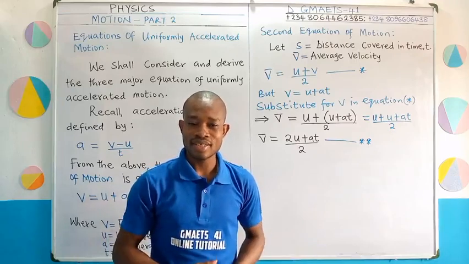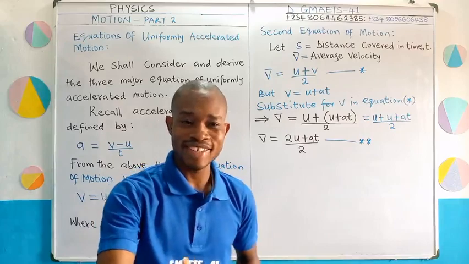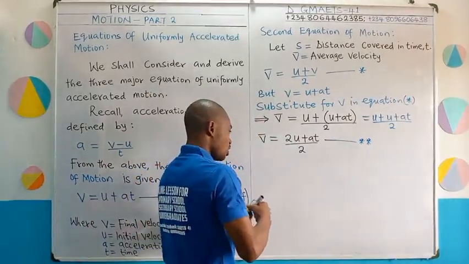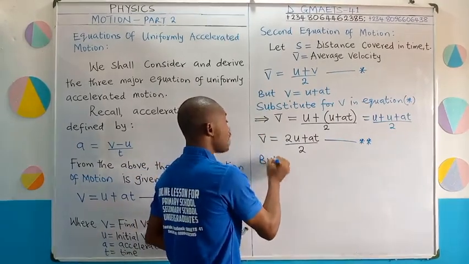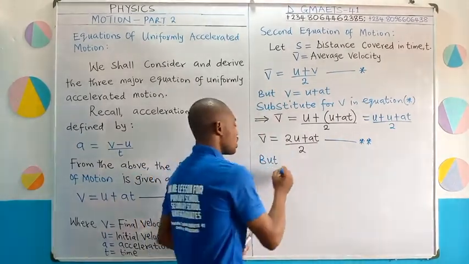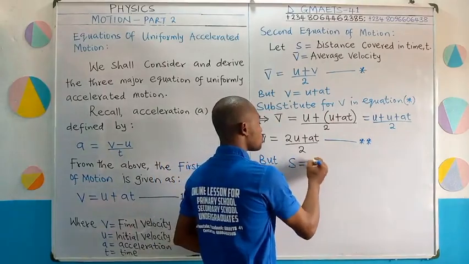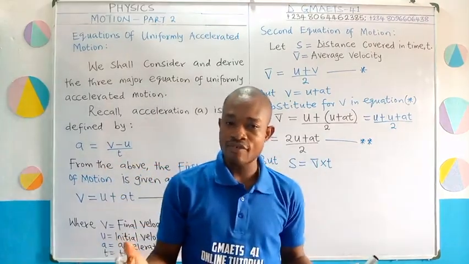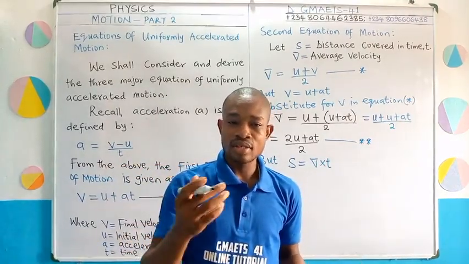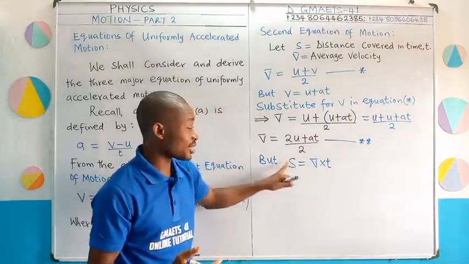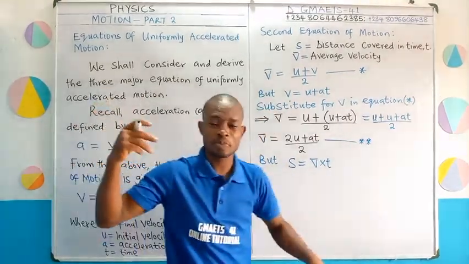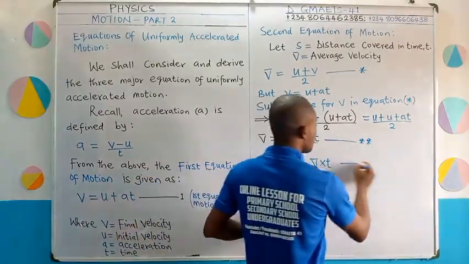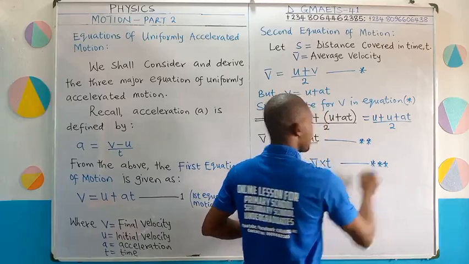So how do I bring in the distance? Well, it's very simple. Are you getting it right? We are going to introduce the definition of distance covered. We know that distance covered is average velocity times time. So I'll say, distance covered s is equal to average velocity times time. Remember that we could still say that average velocity is given as distance divided by time, just like we saw under speed. Are you following, right? Alright, so let's call this equation triple star.